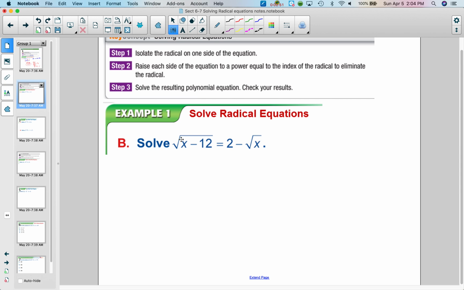So I'm going to square both sides, but I have to square the whole side. So be careful on this right side. It's going to trick some of you, so you got to watch out for this. When I square the square root, I get x minus 12. But on this side, you either have to FOIL it or put it in a box.